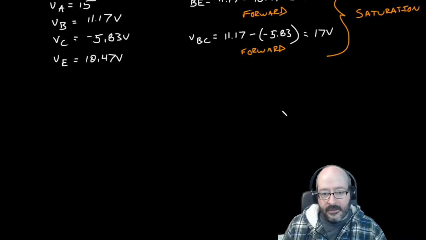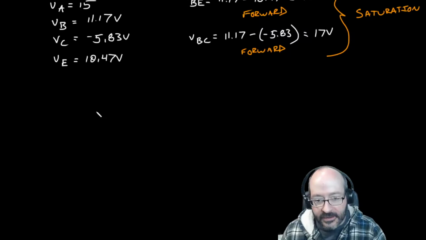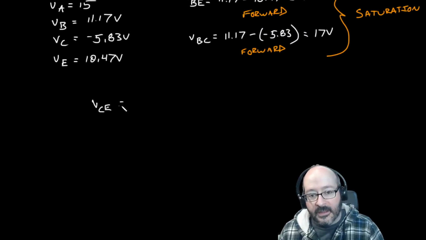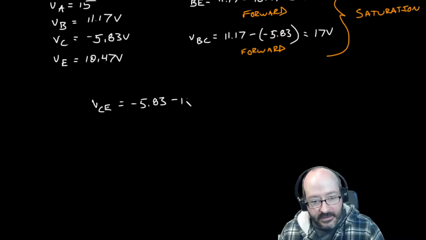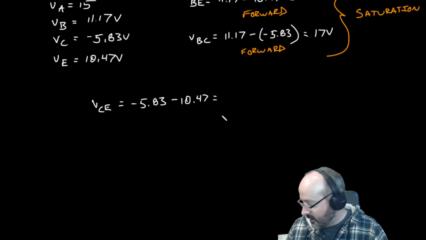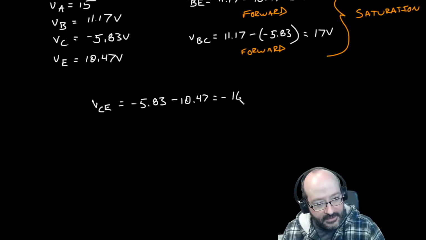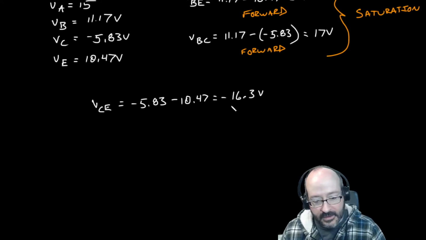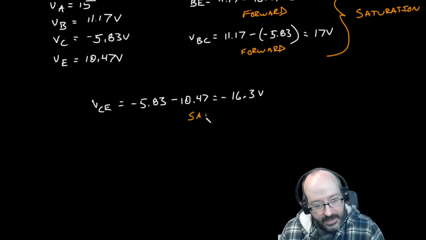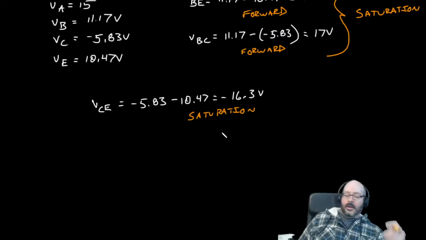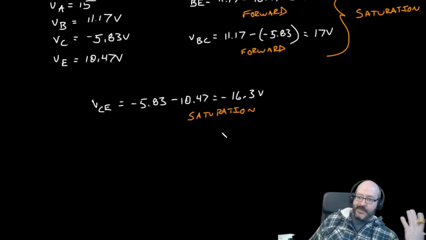All right. The other thing we can do is look at VCE, right? VCE is equal to negative 5.83 minus 10.47. The emitter is no longer grounded. There's actually a voltage there. And that would give us negative 16.3 volts. Okay, and since that's less than 0, we'd say, hey, that's saturation.